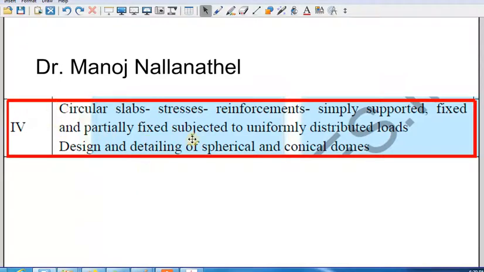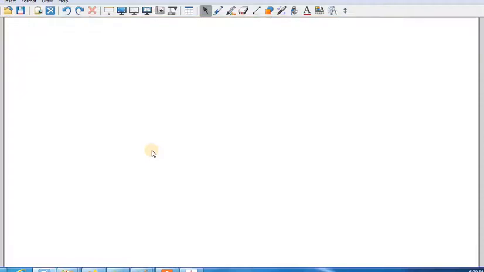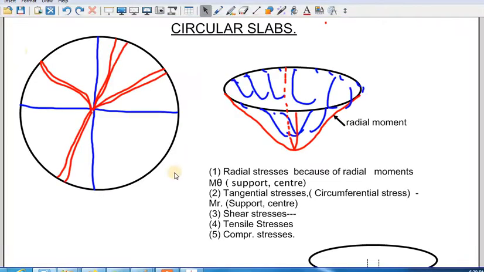Let us see the first portion: design of circular slabs. I think last time we saw how to design a rectangular slab. Rectangular slabs, we know, bend orthogonally, and mainly only bending moment and shear force are involved in that.